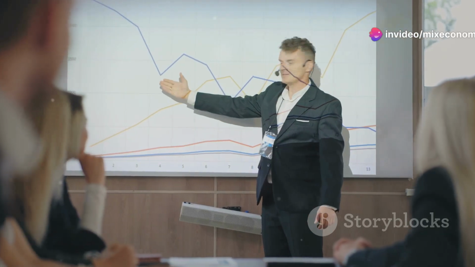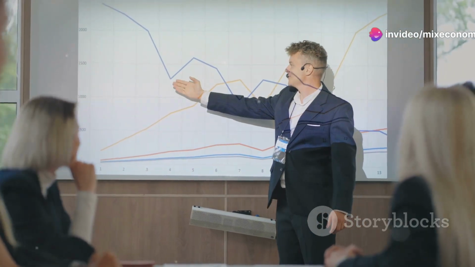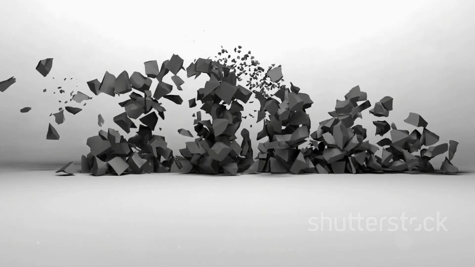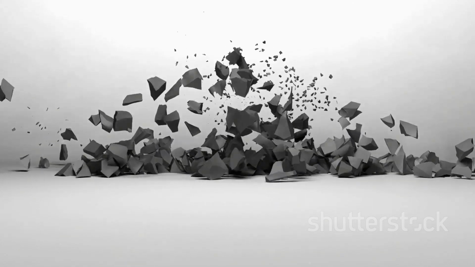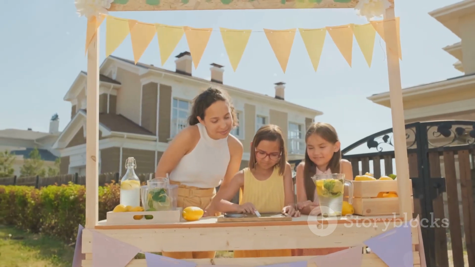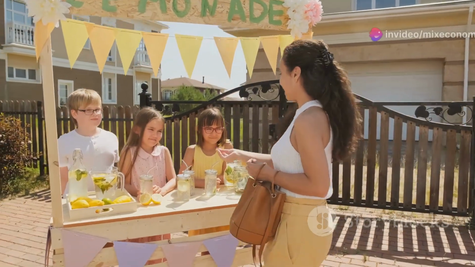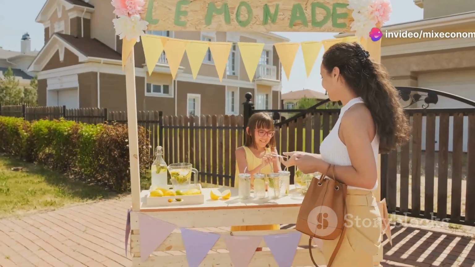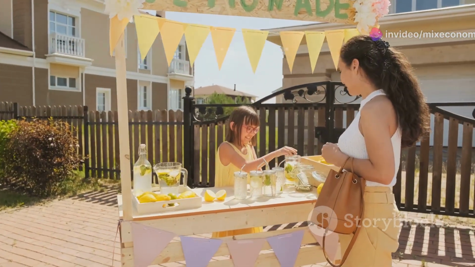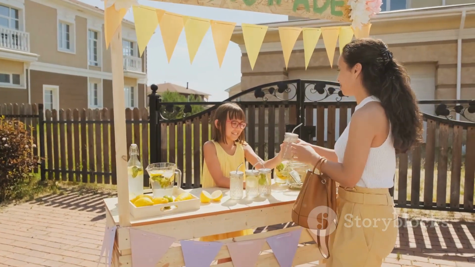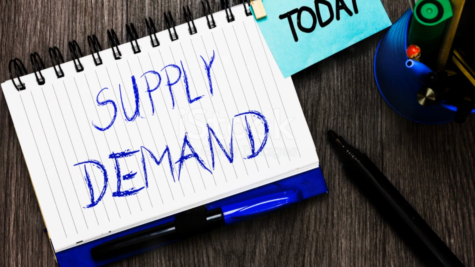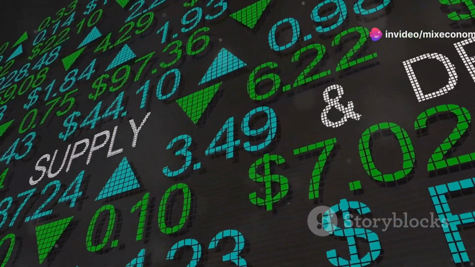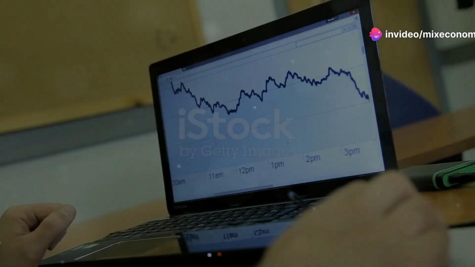This downward slope illustrates the law of demand. This law states that generally, as the price of a good increases, the quantity demanded decreases. Think back to our lemonade stand. If the price of lemonade is low, people will buy more. If the price rises, some people will choose to buy less, perhaps opting for water instead. The demand curve helps us understand consumer behavior. It shows us how much of a good people are willing to buy at different prices.